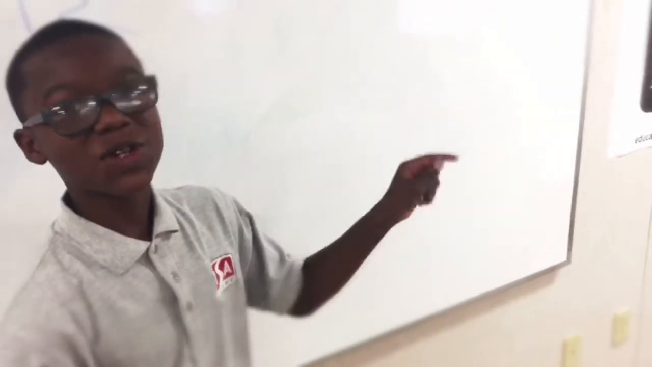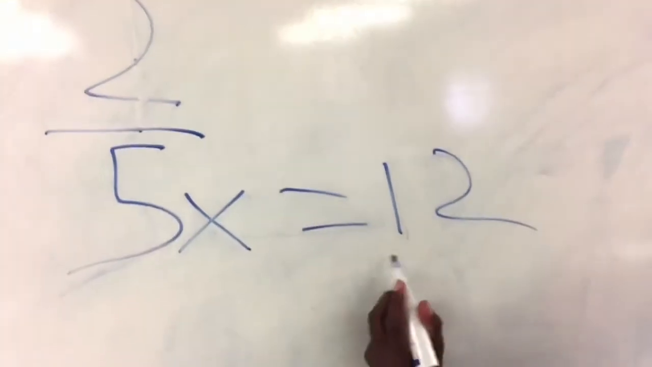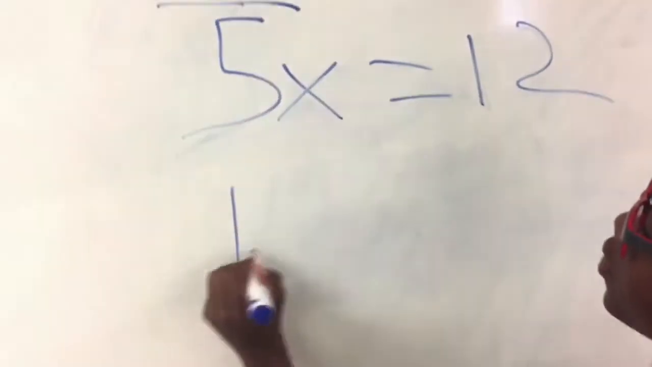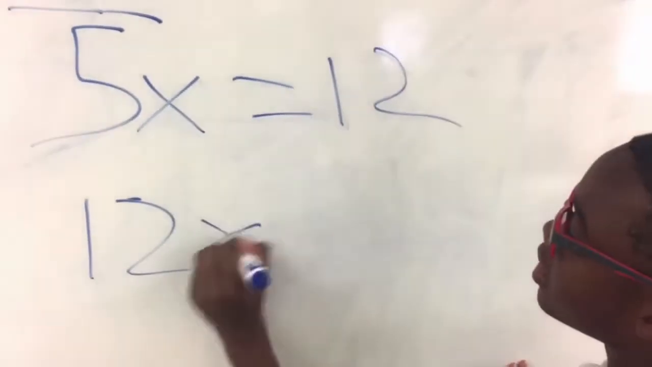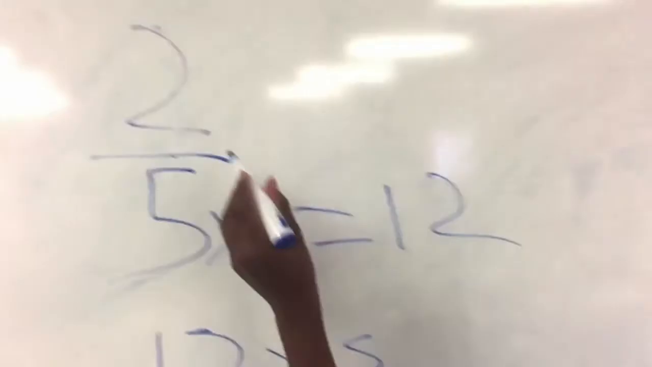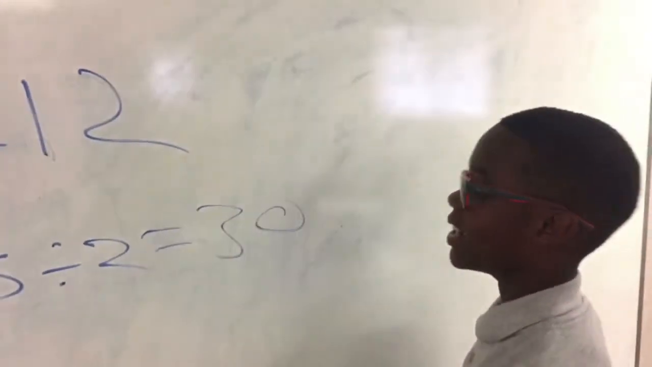The example 2/5 x equals 12. Let's break down this equation. 12, you have to times it by the denominator 5, and then you have to divide it by the numerator, which is 2, and the answer would be 30.